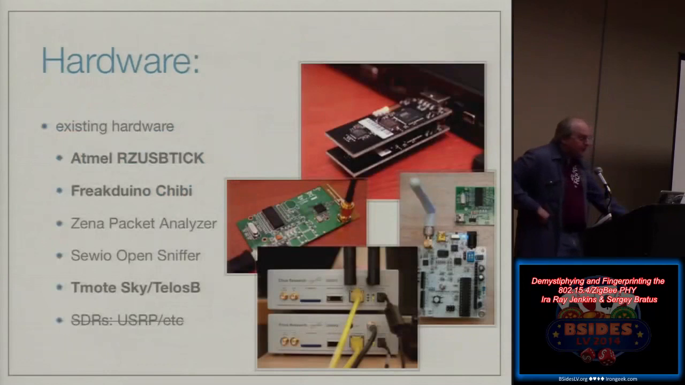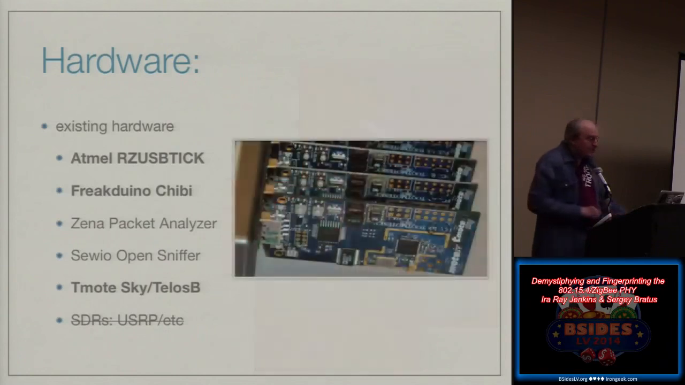Now, the kind of hardware that we work with comes from a few different manufacturers. There is what they call the TmoteSky, TelosB. Those were really, really common around universities for a while when sensor networks were being paid for. There are the Atmel RZUSBstick, Freakduino Chibi, that includes a 15.4 chip, and a whole bunch of others. One platform that we're not using is software-defined radios, because those are expensive, and we kind of operate on a shoestring budget.